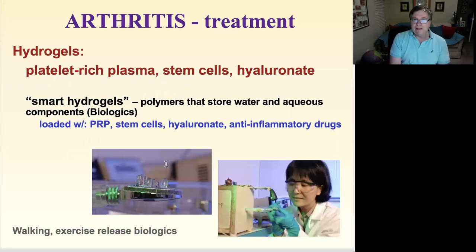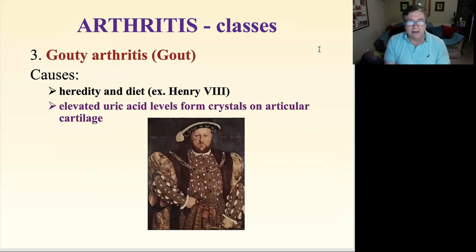And then the next phase will be things like hydrogels, whether it's 3D printing or including platelet-rich plasma, stem cells, and smart hydrogels. These are polymers that can store water. We can actually trigger them to do that and put in all the good stuff: platelet-rich plasma, stem cells, hyaluronate, anti-inflammatory drugs. Combine this with exercise, and this may be some of the treatment in the future, especially if you get to the point where articular cartilage is worn away almost completely. So it may be an enhancement or even replacement of the articular cartilage.